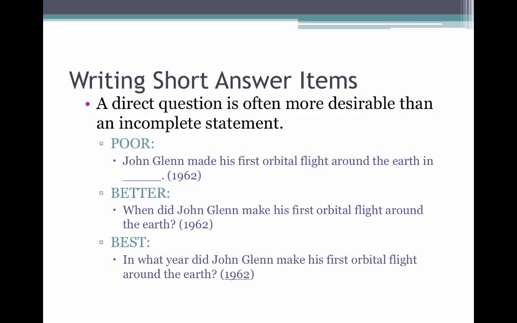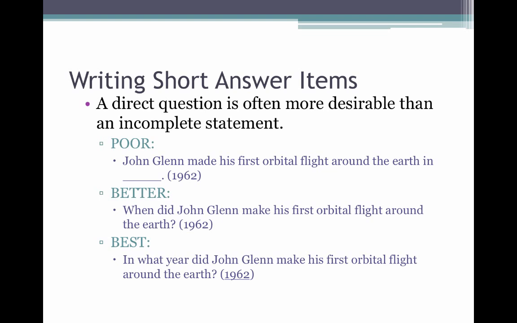Additionally, a direct question is often more desirable than an incomplete statement. So here, let's take a look at these examples. The poor example is this. John Glenn made his first orbital flight around the Earth in blank. Now, we may be looking for the year 1962, but students could be answering with something like in a spaceship or in a given month. And so we need to really be clear in the way in which we word that related question.